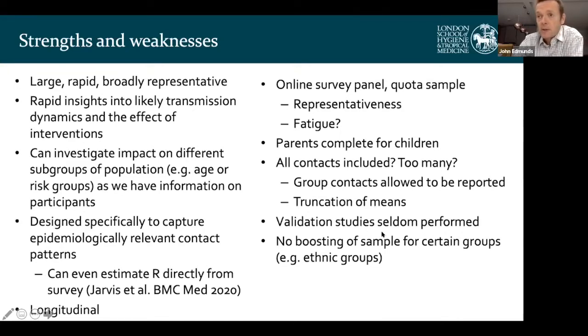Validation studies of these sorts of things are seldom performed and difficult to do. So do they really reflect epidemiologically relevant contact patterns? We think they do, but we're not 100% sure. And then finally, although the sample is broadly representative, you could argue that it would be better to boost certain groups, so perhaps certain ethnic groups, because we don't really have enough information to see whether certain ethnic groups, say for instance those of South Asian extraction, have higher rates of contact than the general population. It would be nice to do that, but it would require more effort, more money, and that's not going to happen right now.